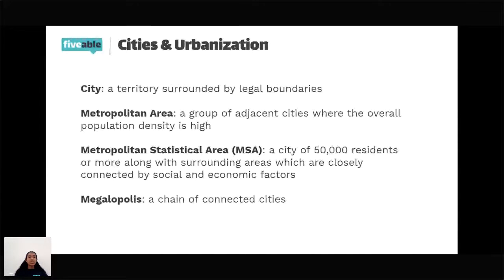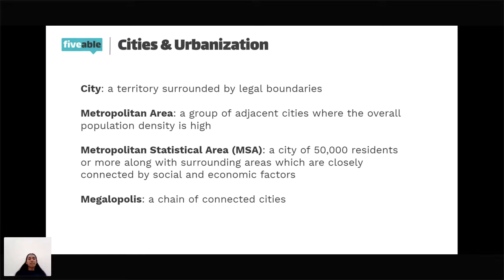And a metropolitan statistical area, or an MSA, is a city of 50,000 residents or more, along with the surrounding areas, which are closely connected by social and economic factors. An example of this would be Miami. It's surrounded by Boca Raton and Fort Lauderdale. Even though Miami is the main city and the main attraction, Fort Lauderdale is nearby, and they have pretty similar economies and share their tourism industries, so they're connected through that.